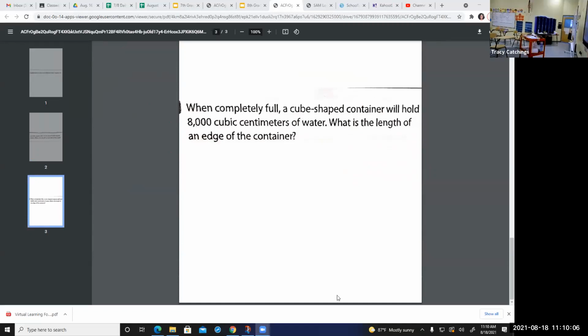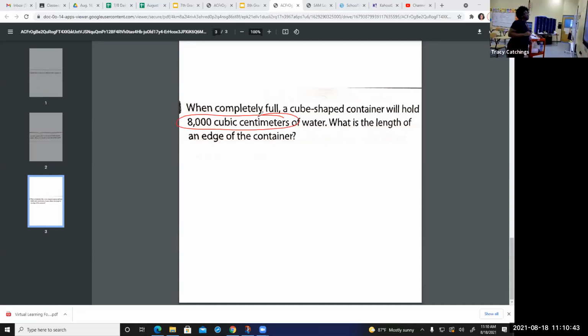All right, number 3 from last night. It said, when completely full, a cube-shaped container will hold 8,000 cubic centimeters of water. And then it asked us, what is the length of an edge of the container? Did anyone give that one a try? What's important in the question? Cubic centimeters. Okay, cubic centimeters.